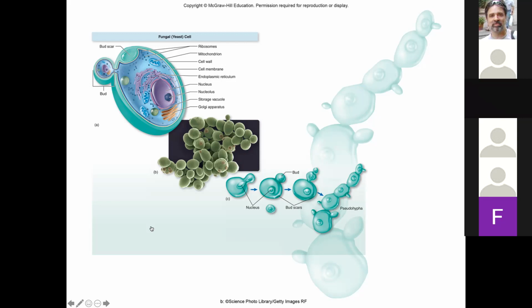Other types include the fungi you can see. Like if you've ever walked through the woods after a rainstorm and you look at a rotting log, you might see mushrooms sprouting up from the log. And those are examples of macroscopic fungi.